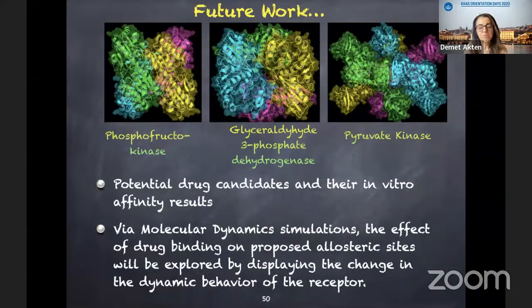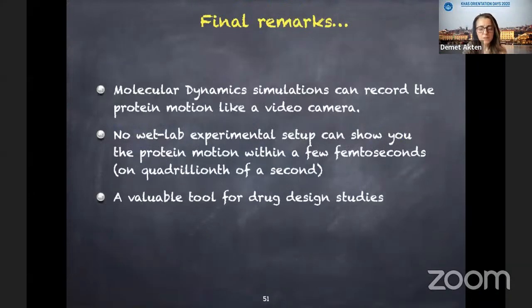Our work continues with pyruvate kinase and glyceraldehyde 3-phosphate dehydrogenase. We can conduct more experiments for them as well to identify these allosteric regions. Finally, my final remarks about molecular dynamics is that I find it a very valuable, powerful tool, and it will simply record the protein motion, just like a video camera. And there's no wet lab experimental setup which can show this much detail to you within a few femtoseconds, which is, by the way, 1/4 of a second. Okay, it's so slow. And I found it also a very valuable tool for drug design studies as well. And that was my final remarks.